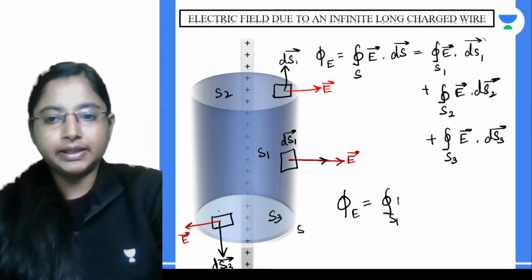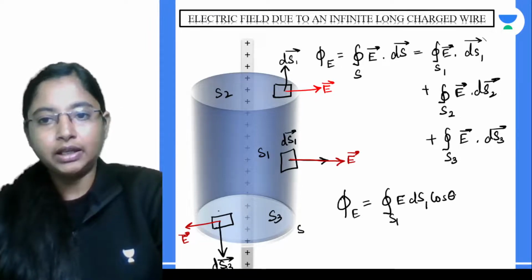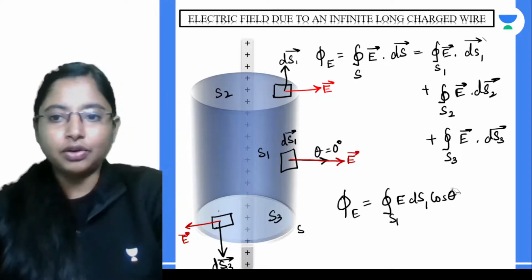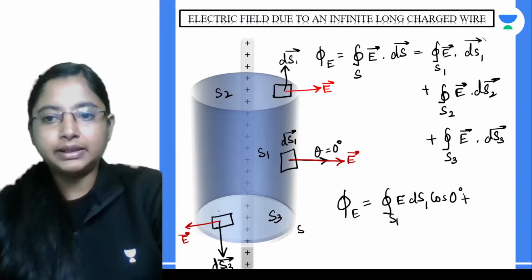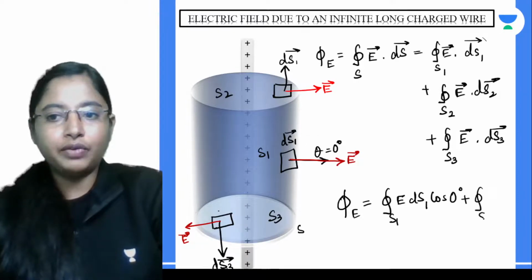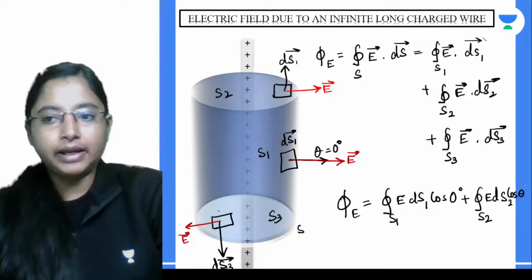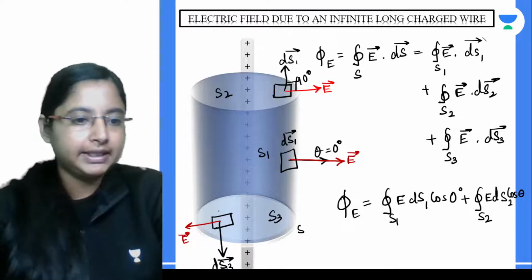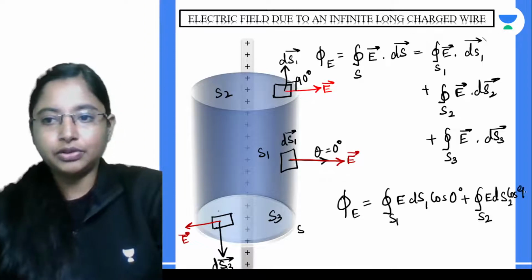The flux through the first surface will be E dot ds, which is nothing but E ds cos theta in magnitude. What is the theta value here? Theta is 0 degrees, so we have cos of 0 degrees. Then plus the next surface, the integral over the surface S2 of E dot ds, which is E ds2 cos theta. For surface 2, what is the theta? Theta here is 90 degrees, so we have cos of 90 degrees.